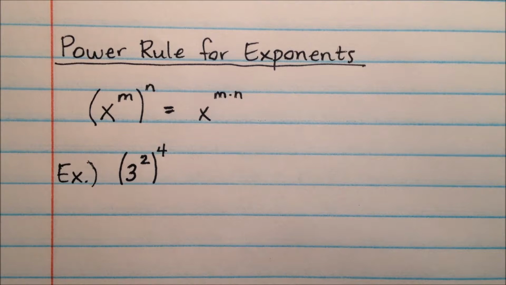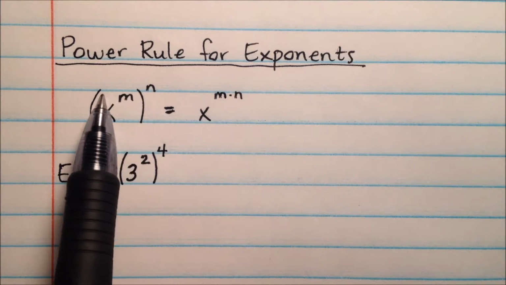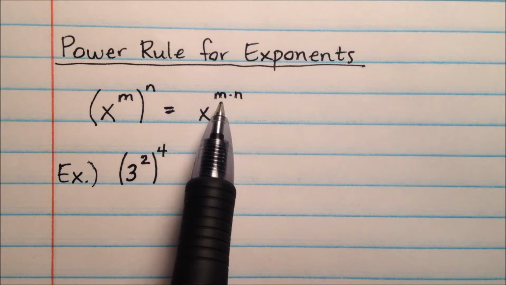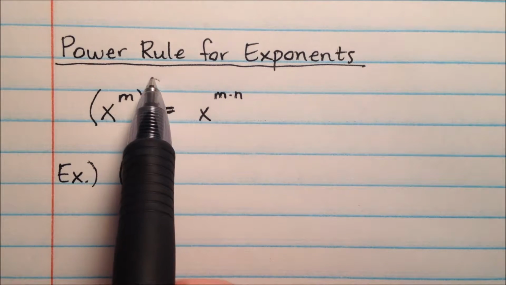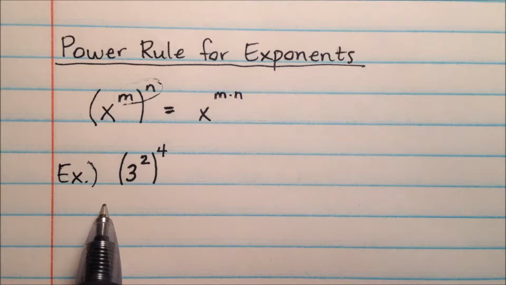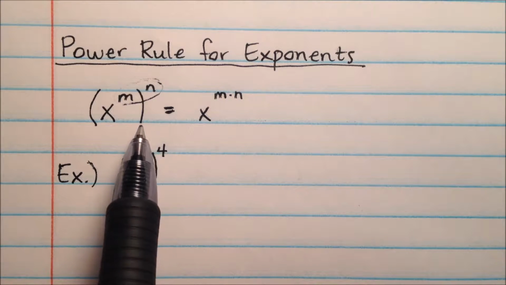In this video, I'm going to discuss the power rule for exponents. The power rule states that if I have x to the power of m and then raise that whole thing to the power of n, really I could say x to the power of m times n. Essentially, I'm taking these two exponents and multiplying them together. That works anytime you have an exponent raised to another exponent.